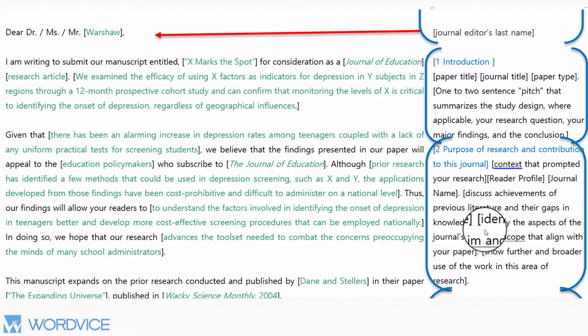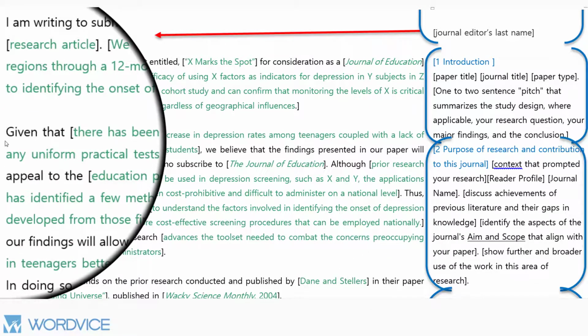You also want to identify the aspects of the journal's aim and scope that align with your paper. That is, the journal's readership and what the articles of the journal aim to educate, as well as show further and broader use of the work in this area of research. So as you can probably tell, before you submit your paper, you want to do a lot of research about the journal to which you're submitting so that you know what the readership is and what the aims of the journals are. So let's read our example here.